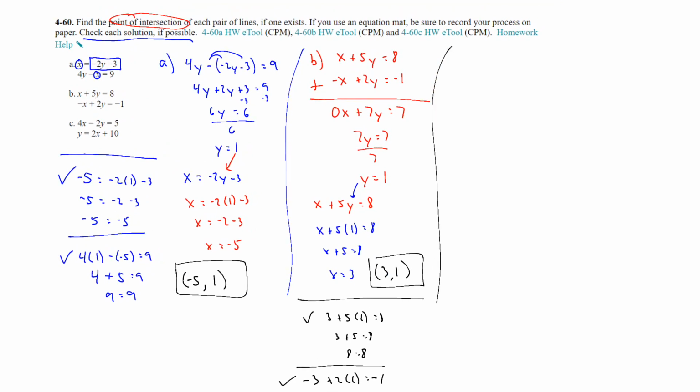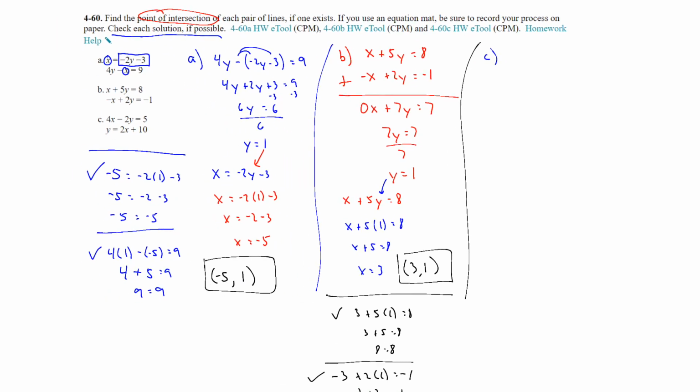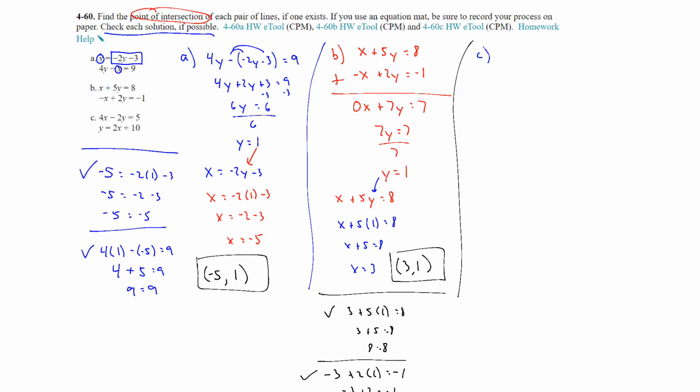And then we have the last one, which is C. So C, we have 4x minus 2y equals 5, and y is equal to 2x plus 10, so I'm going to use substitution. I'm going to plug 2x plus 10 into the first equation for y, and we will have to distribute. So 4x minus 4x minus 20 equals 5.